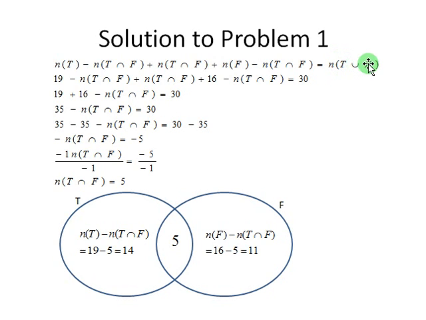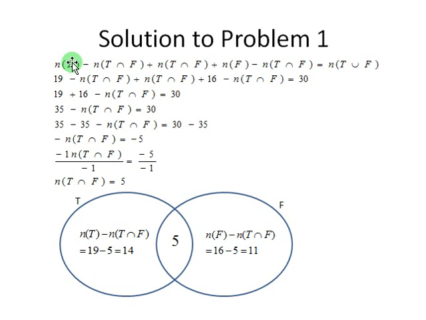in T union F. Remember that the number of students who play only tennis is arrived at by subtracting those who play both tennis and football from all those who play tennis. And the number of those who play only football is arrived at by subtracting those who play both tennis and football from the total number of students who play football. Next, I substitute in the values that are given in the problem.